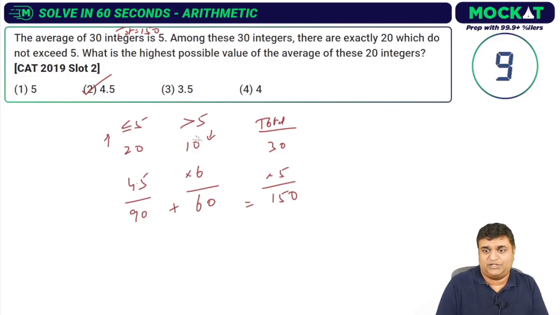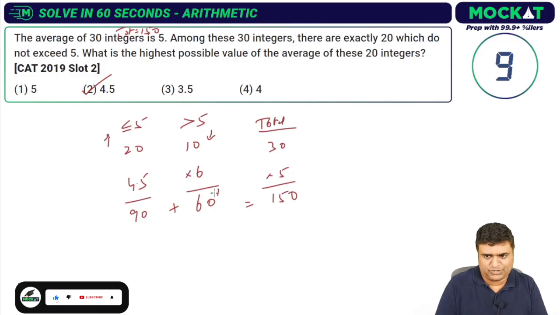What is the smallest value I can give for the remaining 10 integers? There are only 20 which are less than or equal to 5. So the remaining 10 have to be greater than 5. The smallest I can give is just more than 5, an integer, that's 6. So 10 into 6 is 60, the total of these 10, the smallest possible total.